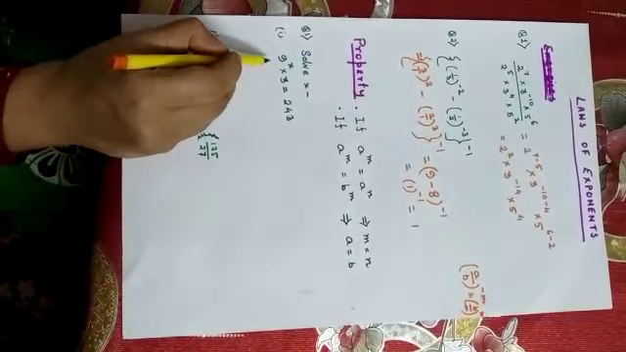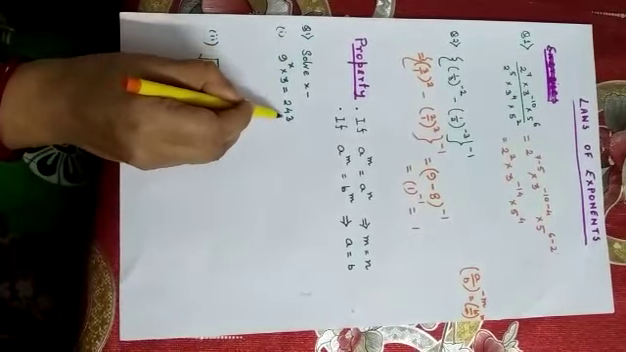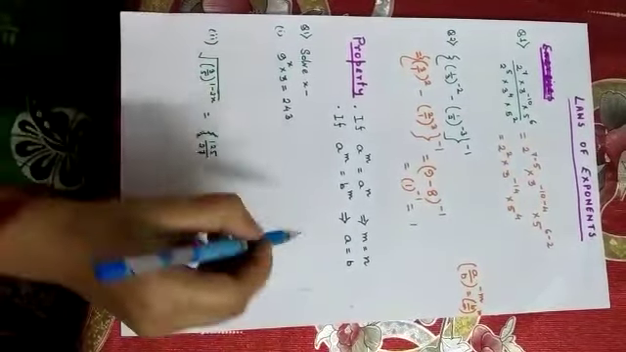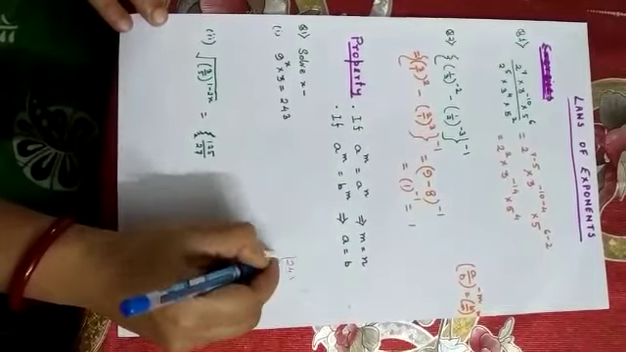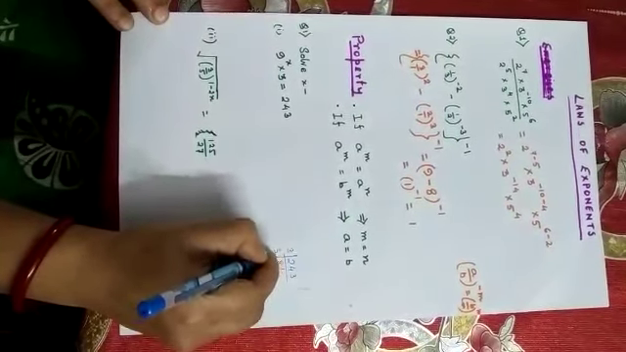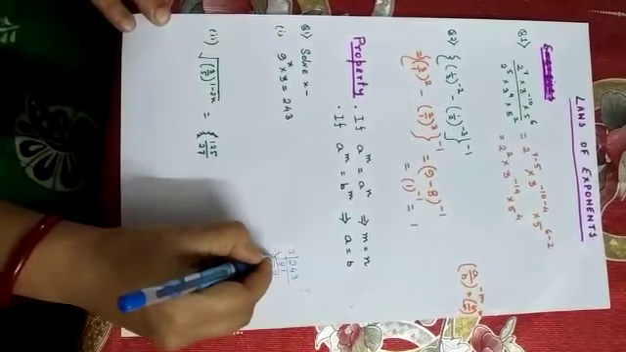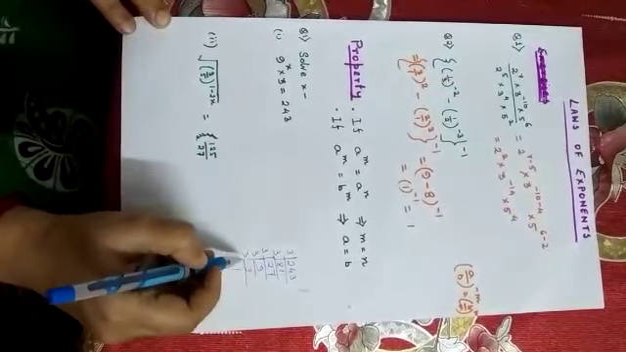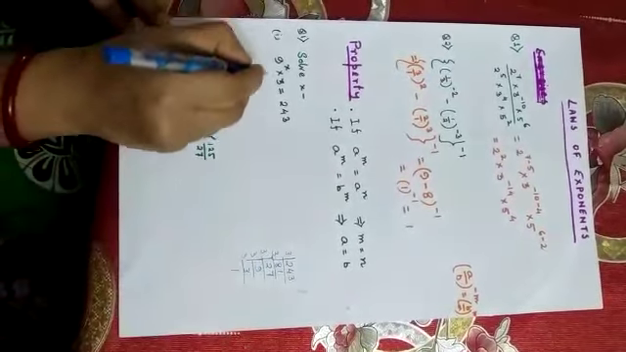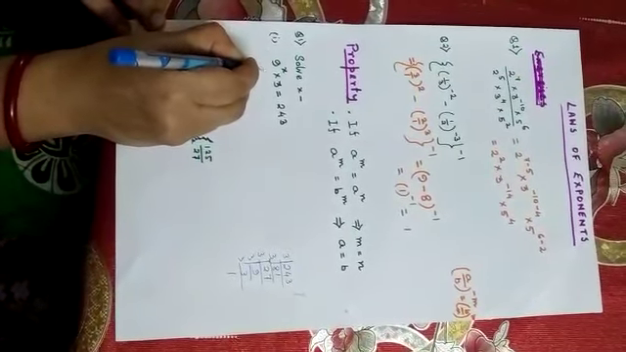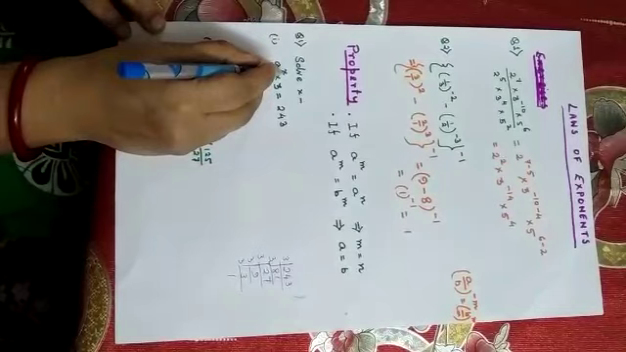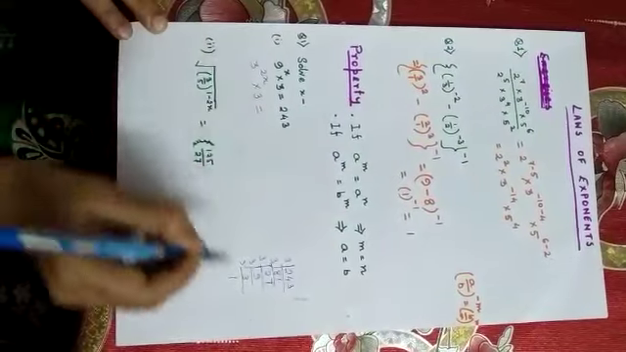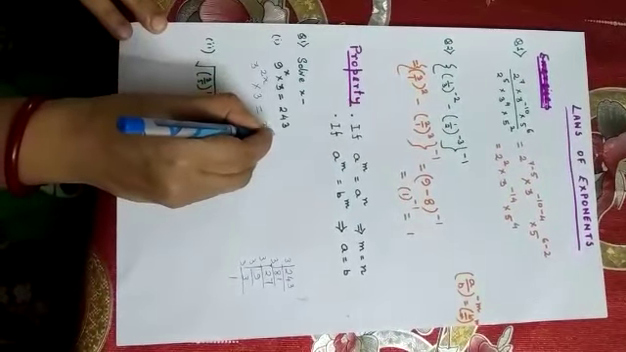First equation is 9 to the power x into 3 equal to 243. If I find the factors of 243, we will have 243 is equal to 3 to the power 5. 9 means 3 to the power 2, whose power is x, that means 3 to the power 2x, into 3 equal to 243 means 3 to the power 5.